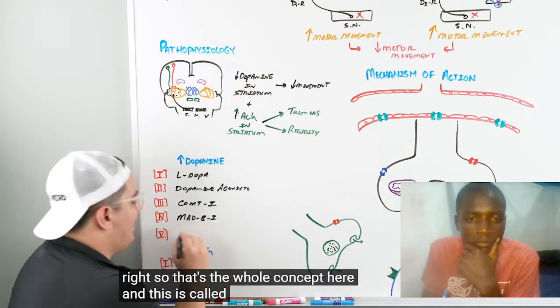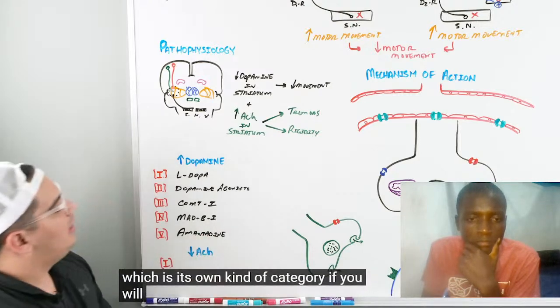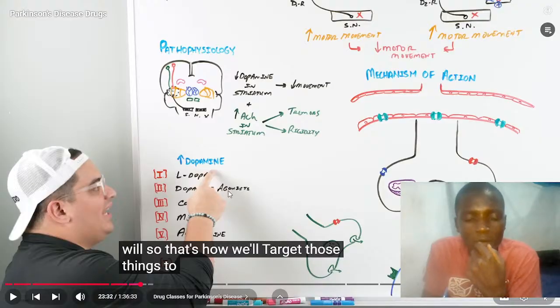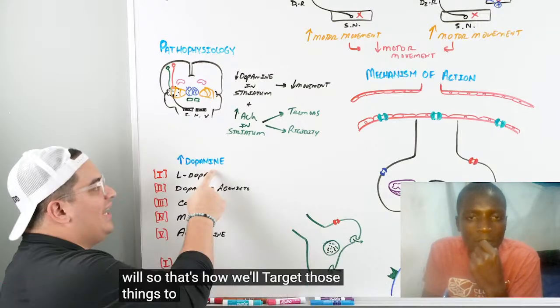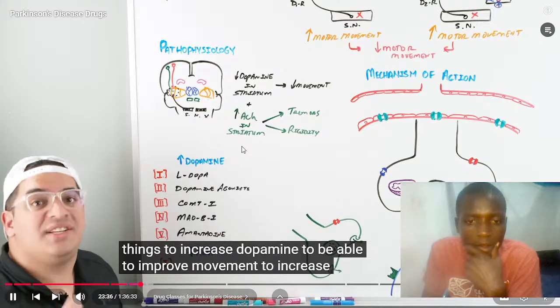And this is called amantadine, which is its own kind of category, if you will. So that's how we'll target those things. Okay, so there is L-DOPA, dopamine agonists, COMT, MAO, and amantadine, the five classes of the dopamine category of drugs for Parkinson's. They increase dopamine to improve movement.